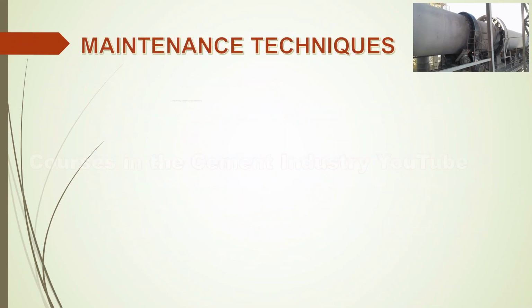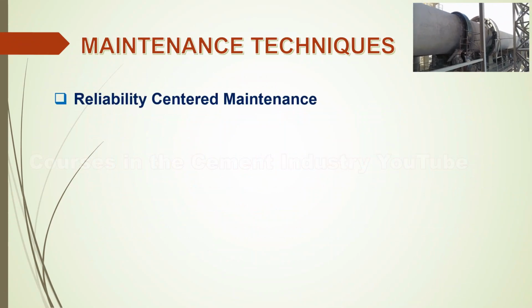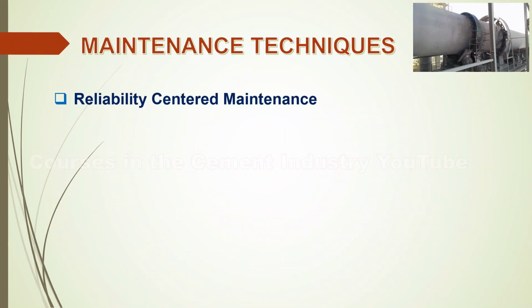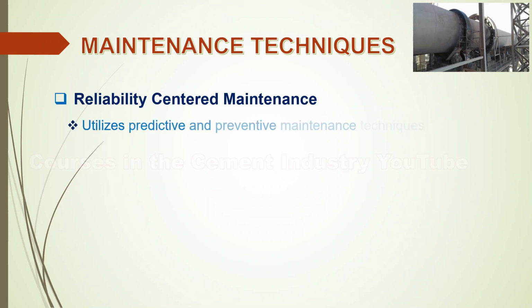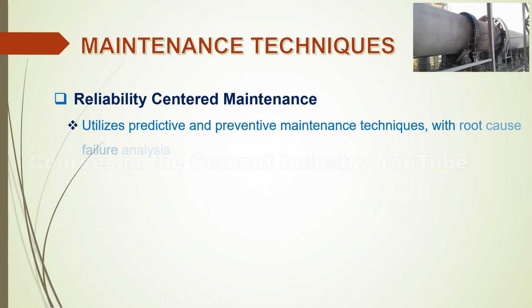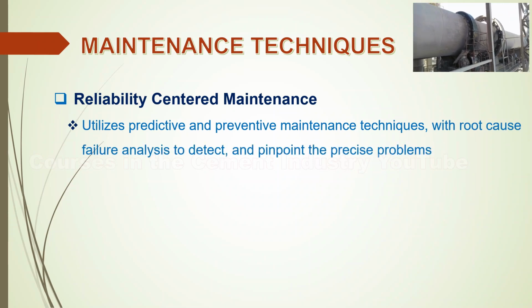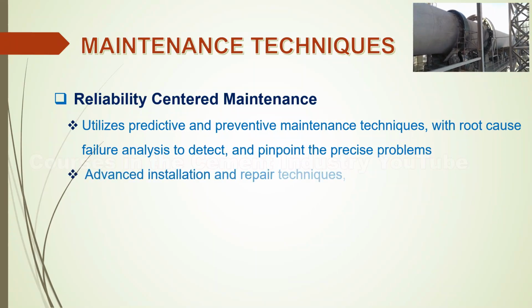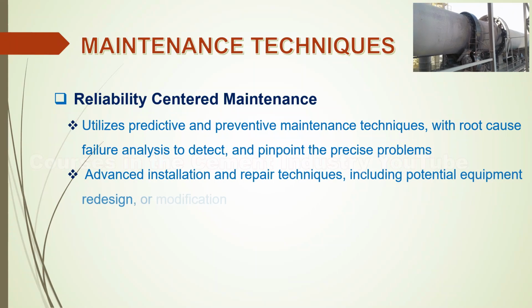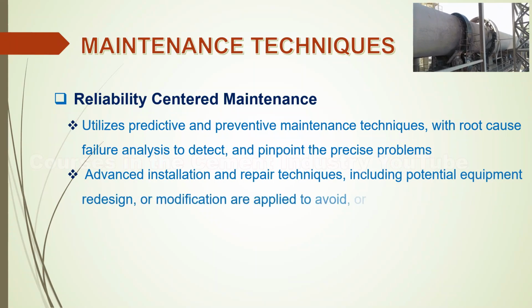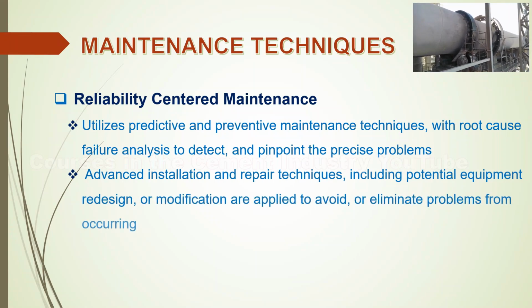D. Reliability-centered maintenance, one of the most important characteristics. 1. Utilizes predictive and preventive maintenance techniques, with root cause failure analysis to detect and pinpoint the precise problems. 2. Advanced installation and repair techniques, including potential equipment redesign or modification, are applied to avoid or eliminate problems from occurring.